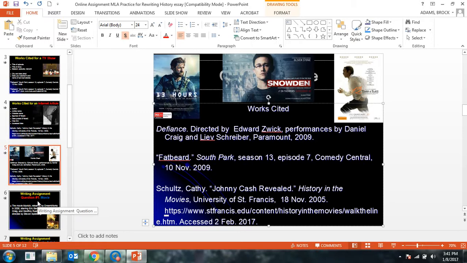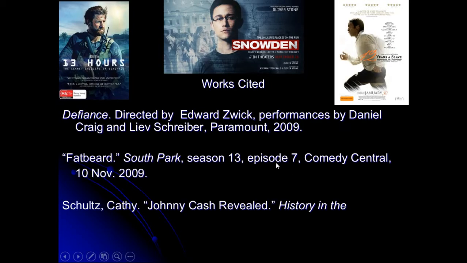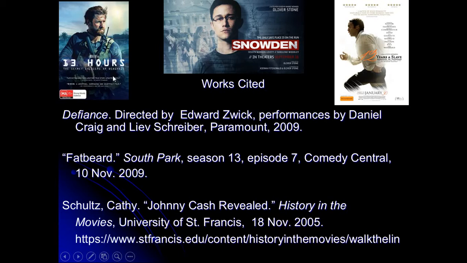All right, so when you put them all together, these are our three sources. The other thing I wanted to mention is that you have to remember to alphabetize. So when you have multiple sources, everything goes in alphabetical order according to whatever letter comes first. So we would put D, Defiance first, then F, Fatbeard, then S, Schultz.